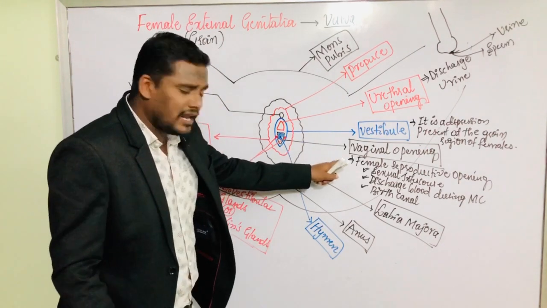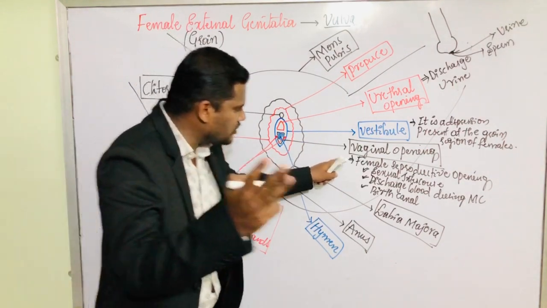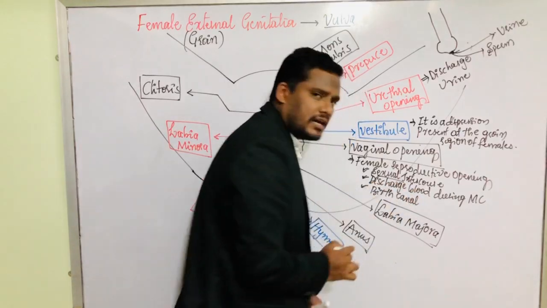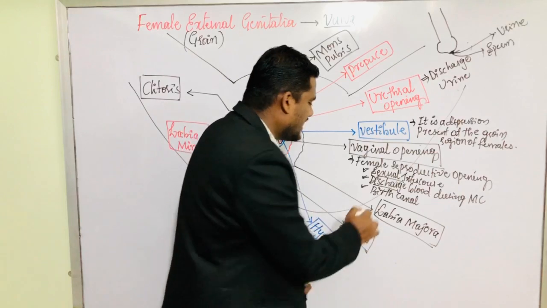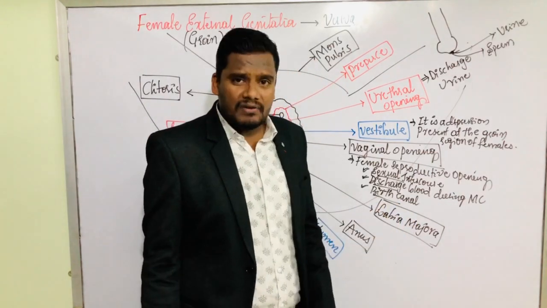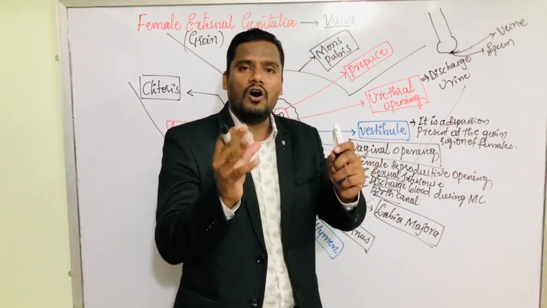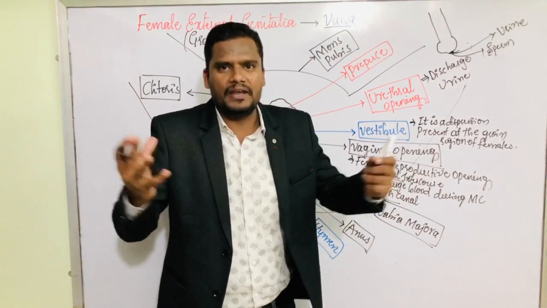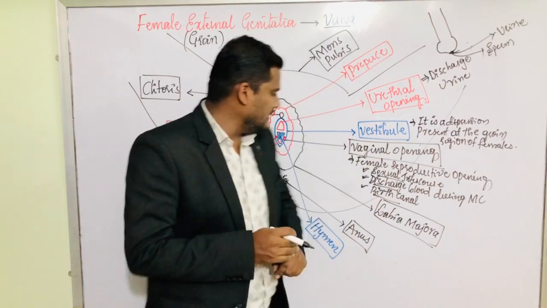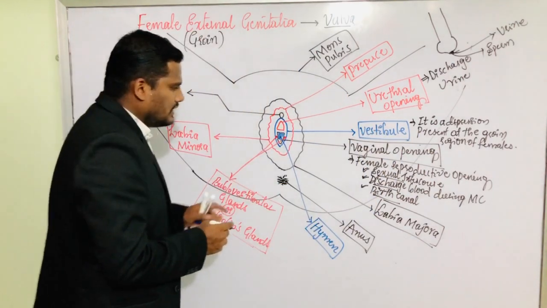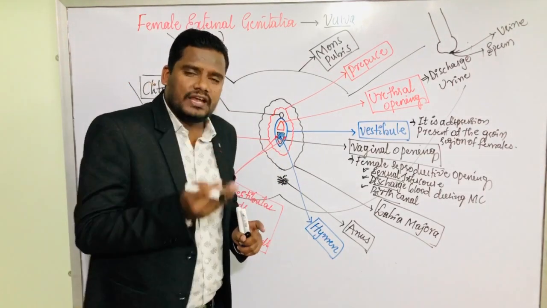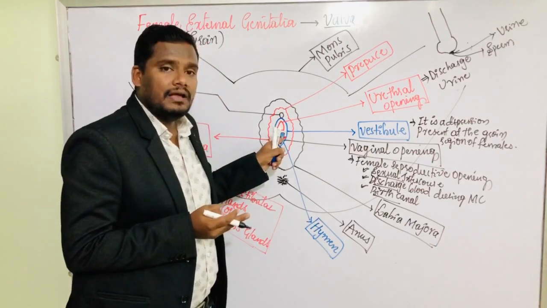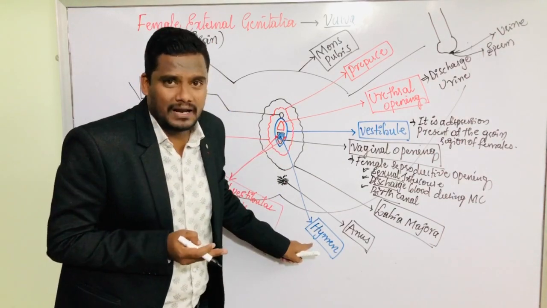So this vaginal opening has 3 very important functions. First is sexual intercourse, second is to discharge blood during menstrual cycles, and third is to deliver the baby after the completion of 9 months of gestation or pregnancy period. Now, after this, we have a partially covered layer of skin over the vaginal opening. That is called a hymen.